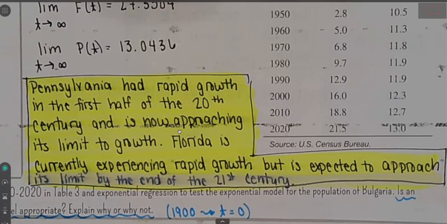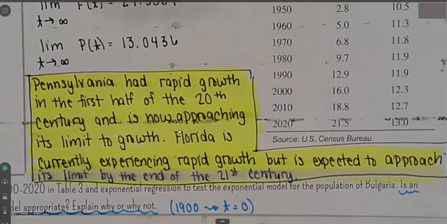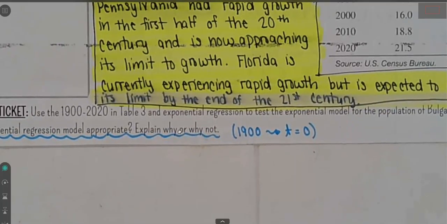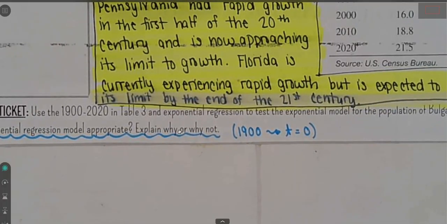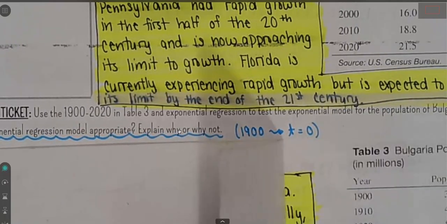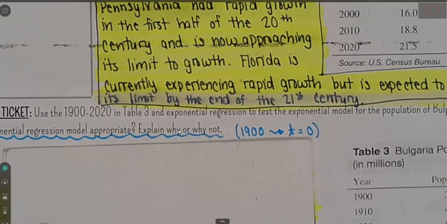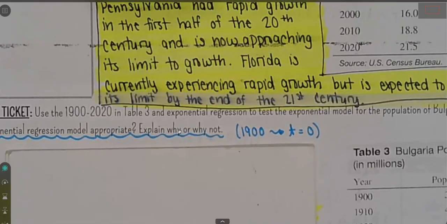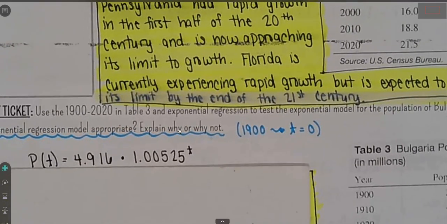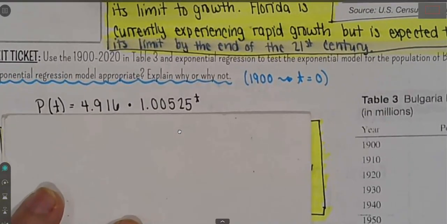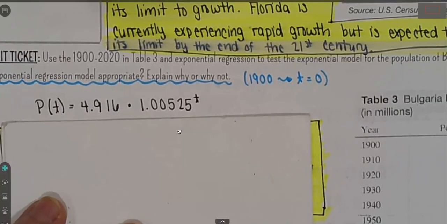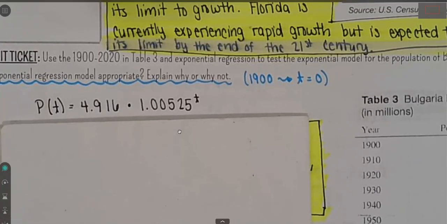All right, we're just going to do the exit ticket at our desk, if that's all right. It says use the table and an exponential regression to test the model for the population of Bulgaria. Tell you what, here's the model. You guys can all make regression models. So the question is, is an exponential regression model appropriate? Explain why or why not.